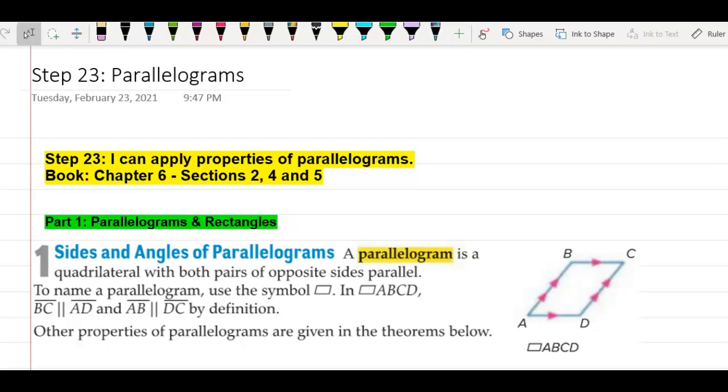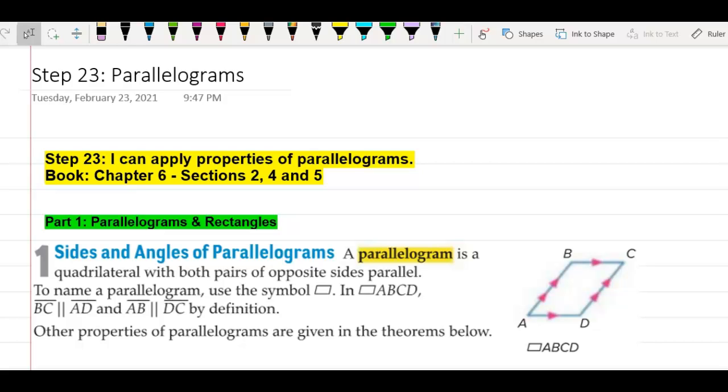Hello and welcome to part 1 of step 23. Step 23 says I can apply properties of parallelograms. So in part 1 we're going to talk all about parallelograms and rectangles. In part 2 we are going to talk about rhombi and squares.